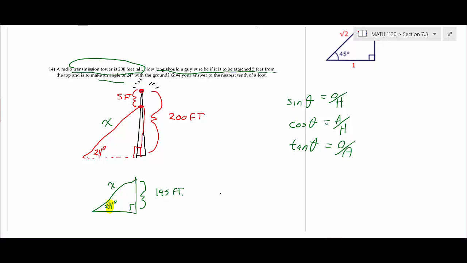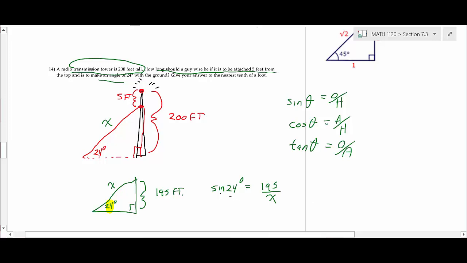That's the simplest way. Another way would be to find this angle, but it's just kind of a waste of your time. It's unnecessary. You can find that angle because these two angles add up to 90, but you don't need to do anything like that. What you want to do is just this. You have sine of 24 degrees is equal to the opposite, which is 195, over x. Now you have an equation that you can solve, and you're going to have to use your calculator to finish this kind of problem up.